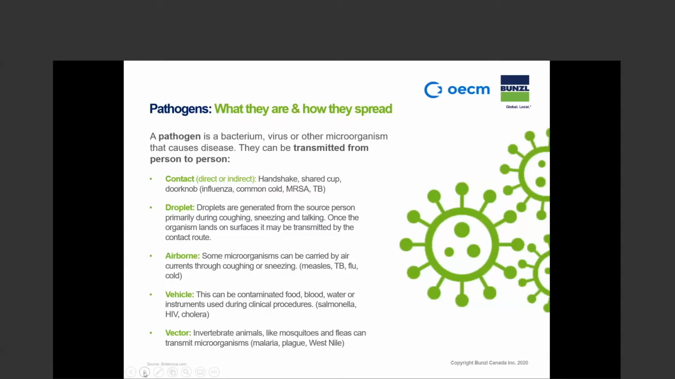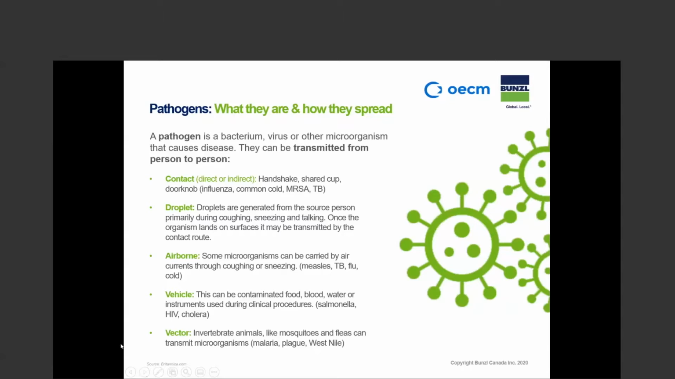Another piece of this, how they spread, is certainly droplets, and this is the real concern around people wearing masks while we're trying to control that. Droplets are generated from a source person, primarily when they cough or sneeze or talk. Once that organism lands on a surface, it may be transmitted through one of the various contact routes. So it's key that we try to control that.